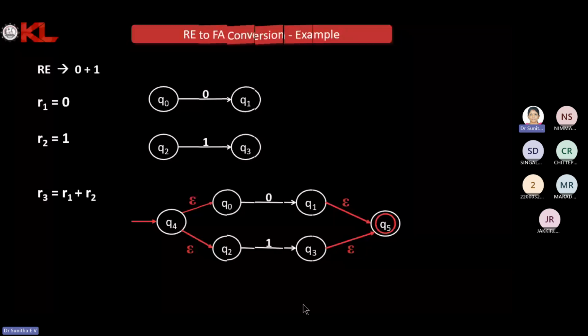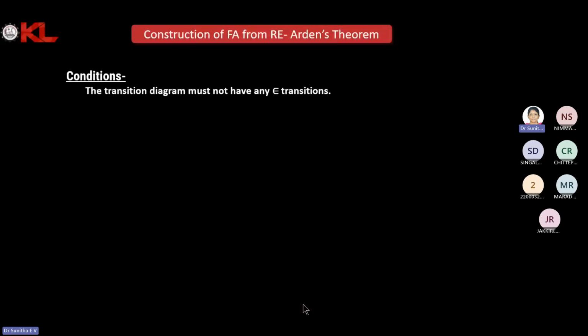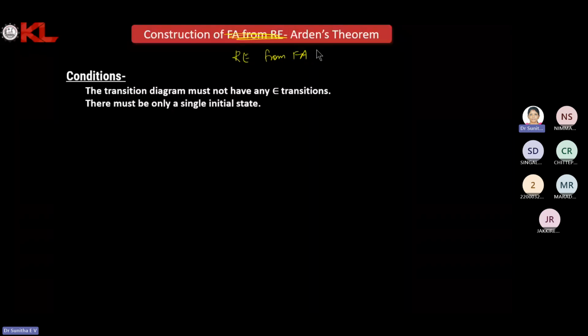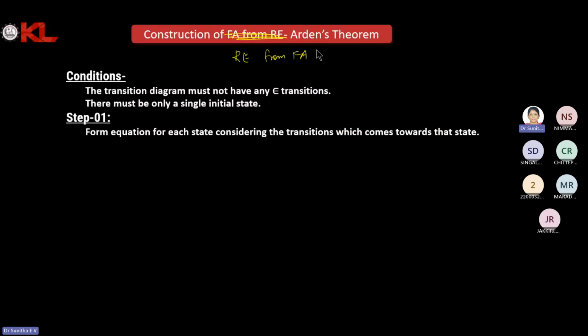If a regular finite automata is given, how to construct a regular expression? Okay, this is not correct. Construction of regular expression from finite automata. It should not contain epsilon transition. If the machine contains epsilon transition, we cannot apply Arden's theorem. There must be only a single initial state.